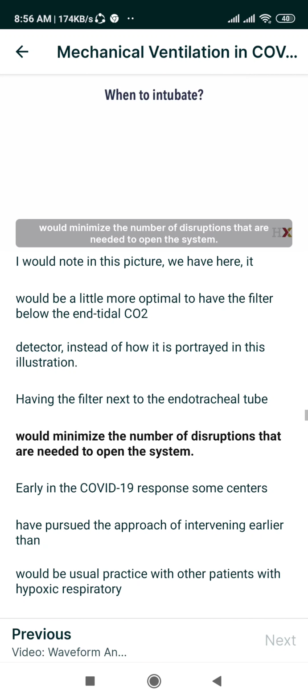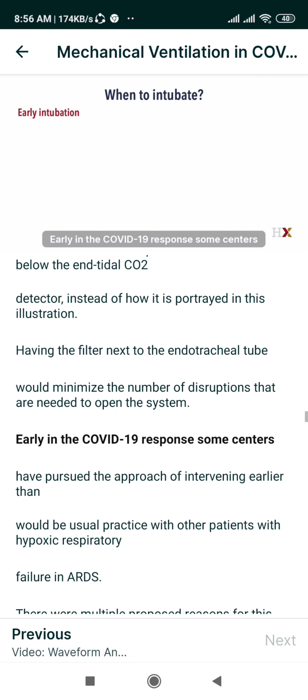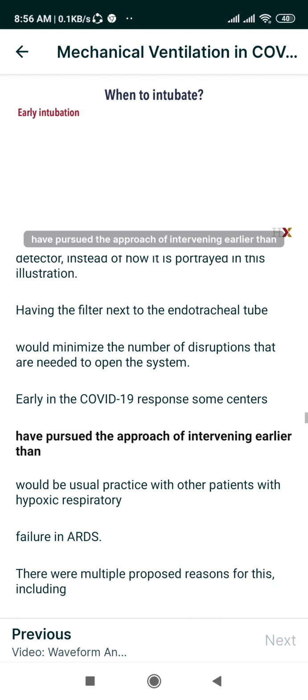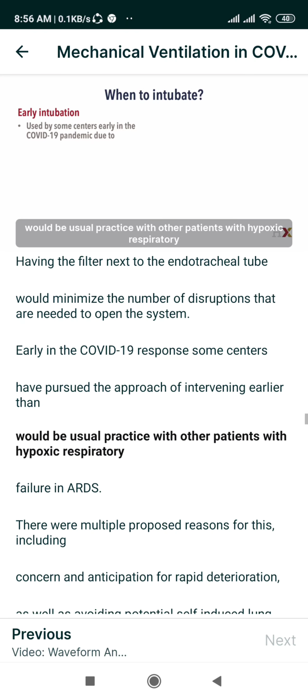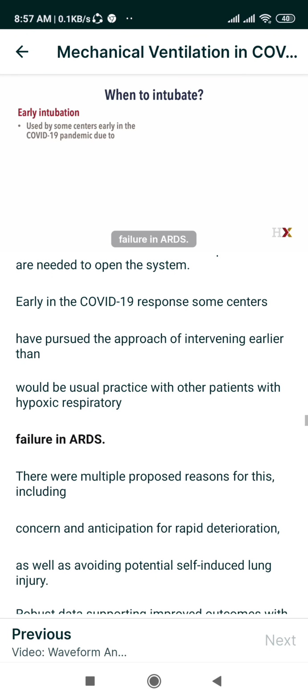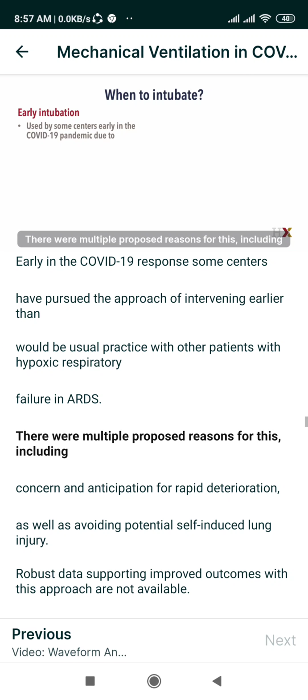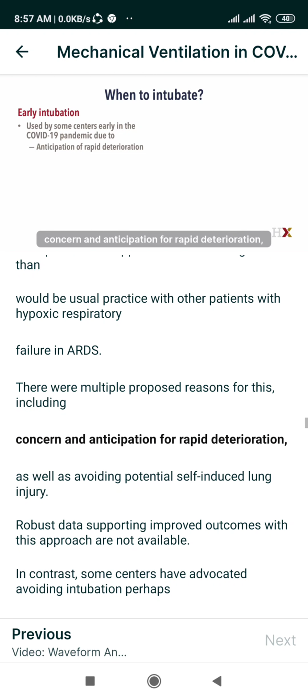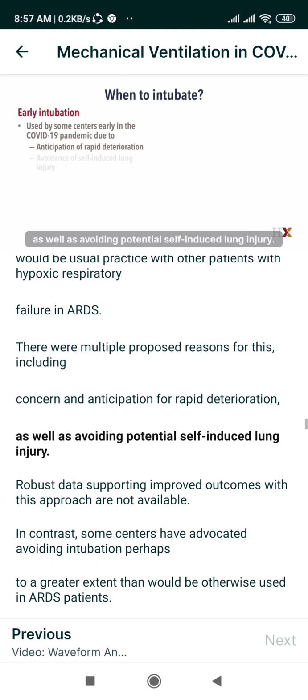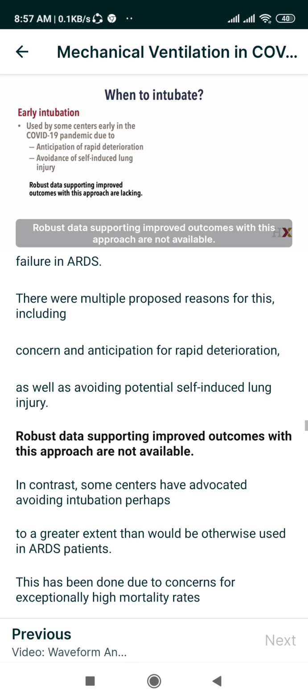Early in the COVID-19 response, some centers have pursued the approach of intubating earlier than would be usual practice with other patients with hypoxemic respiratory failure and ARDS. There were multiple proposed reasons for this, including concern and anticipation for rapid deterioration, as well as avoiding potential self-induced lung injury. Robust data supporting improved outcomes with this approach are not available.